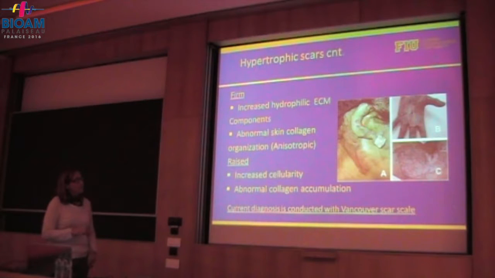So in terms of hypertrophic scars, they are very firm because of the changes in the extracellular matrix. They generally exhibit this abnormal skin collagen organization, which we call anisotropic. They're raised because there is increased cellularity within the scar, and the packing of the collagen itself is not only more directional, but it's also thicker, right? So you can develop very large and very raised hypertrophic scars.